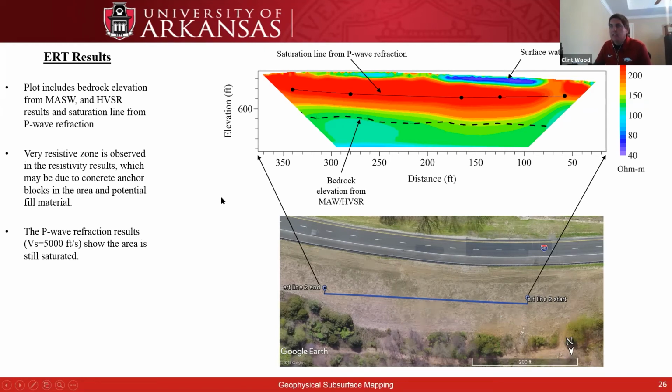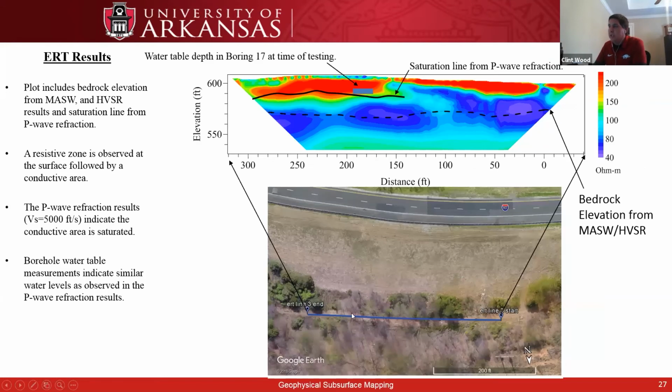And if we go along the line here at the bottom, we see kind of the same section. We're seeing some saturated layers. We see P-wave refraction that matches up very well with the water table depth from one of the borings that was left over from one of the inclinometers. So everything's matching up very well as far as the depth. We get a little bit more accurate in terms of the bedrock elevation in this particular line.